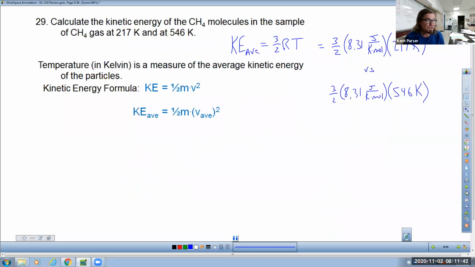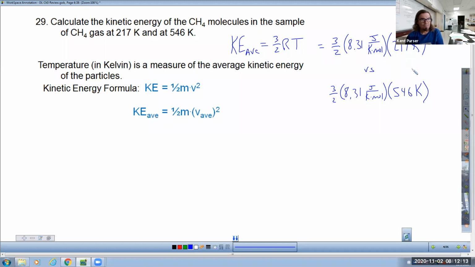Calculate the kinetic energy of the methane molecules in the sample of methane at 217 and at 546 Kelvin. So here is that formula that I was just talking about that you are welcome to use. I don't believe there's a time on your test that you're going to use this formula as it is, but there could be a time on your test where you could comment on that formula, right? Where you would actually do something that relates to it, but doesn't require you to actually plug anything into it.